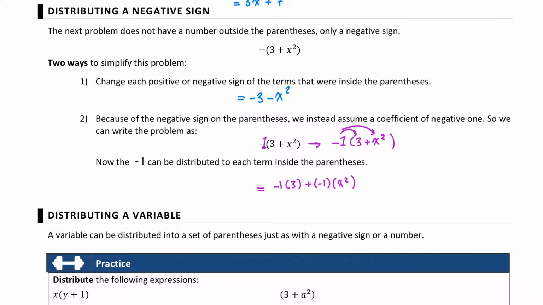And when I write it as this, I get negative 1 times 3, which is negative 3, and I get a negative and a positive that multiply together to give me negative 1 times x squared, which is negative x squared. So once again, what we've done is assume that there's an invisible 1 over here, and then negative 1 times 3 gives me negative 3, and negative 1 times x squared gives me negative x squared.